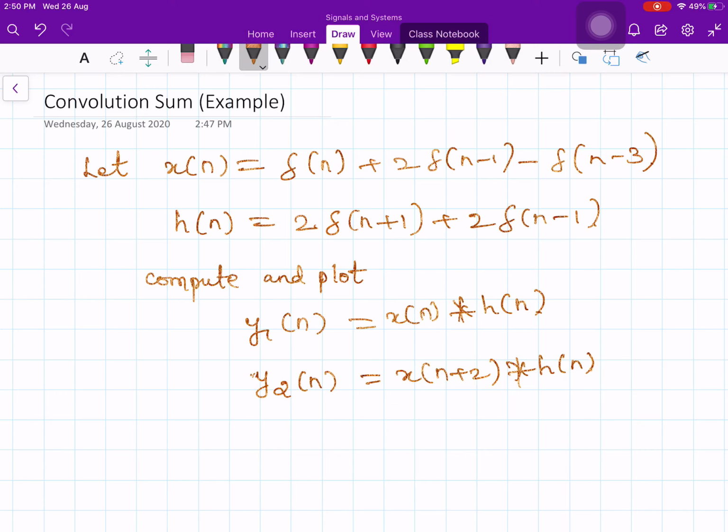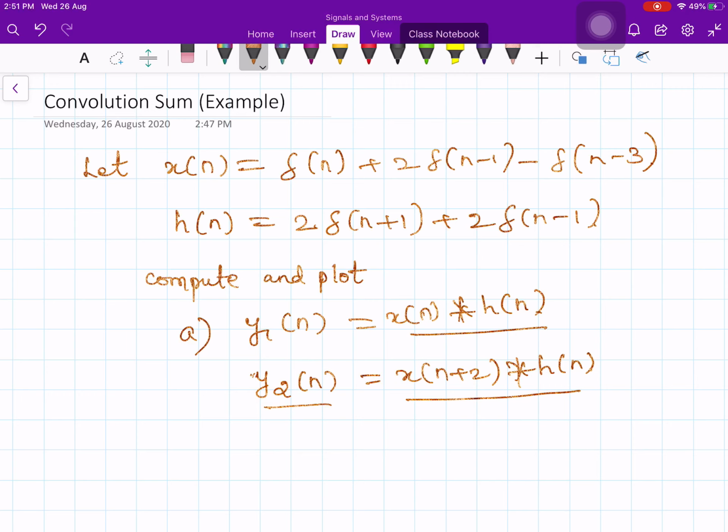Example for convolution sum. Let x of n equal delta n plus 2 times del of n minus 1 minus del of n minus 3, and h of n equal 2 times del of n plus 1 plus 2 times del of n minus 1. Now compute and plot part A: y1 of n is equal to x of n convolved with h of n, and y2 of n is equal to x of n plus 2 times h of n.